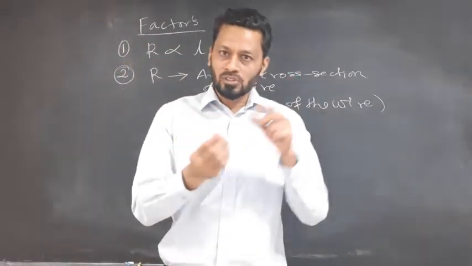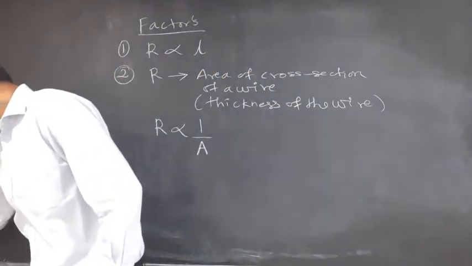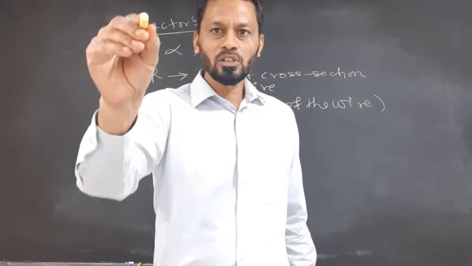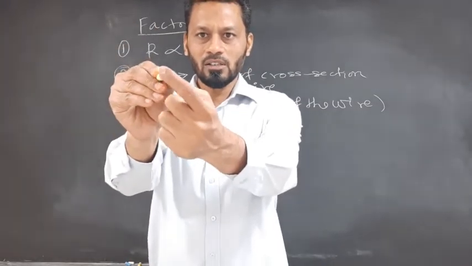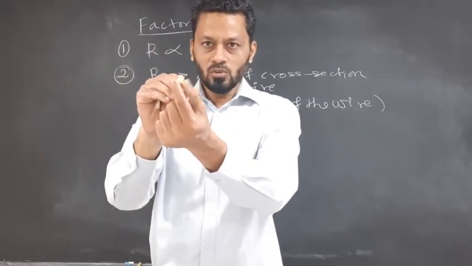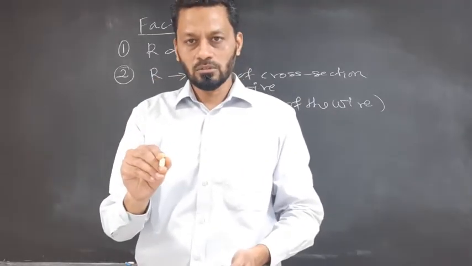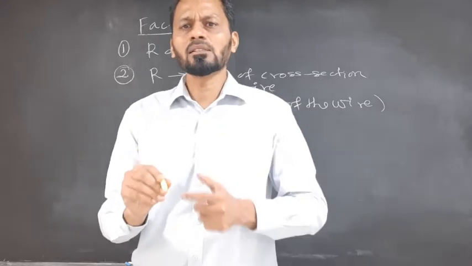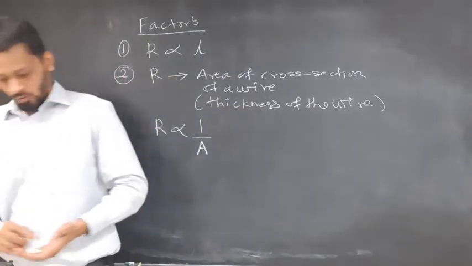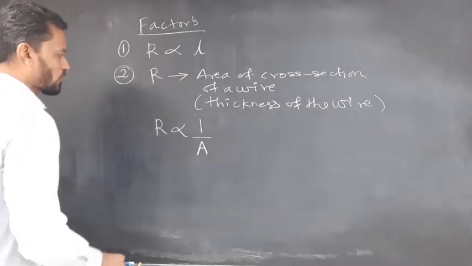Because when the area of cross section... what is the meaning of cross section? I'll just give you a simple example. If you look at this particular chalk, this is called the surface area, but if you look at it in front, you will see only this much part, and this is called the cross sectional area. So if you change the cross sectional area to double of this, then the electrons get more space to move out. In that sense, there will be less resistance because now electrons can move freely for that particular volume. So here resistance is inversely proportional to area of cross section of a wire.